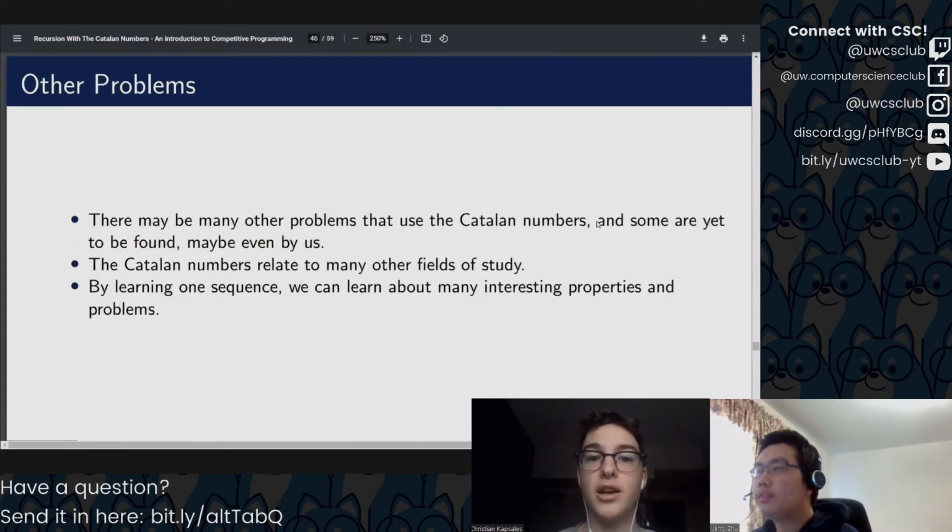So there may be many other problems that use Catalan numbers, and some are yet to be found, maybe even by us. So the Catalan numbers relate to many other fields of study, and by learning one sequence, we can learn about many interesting properties and problems.